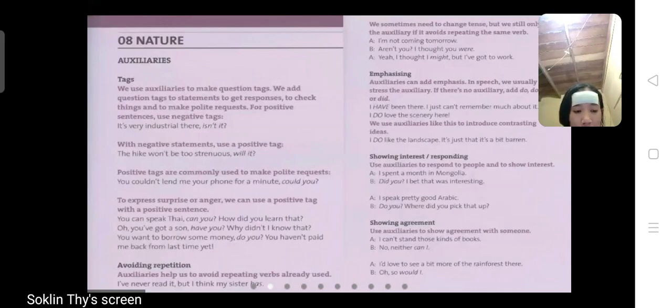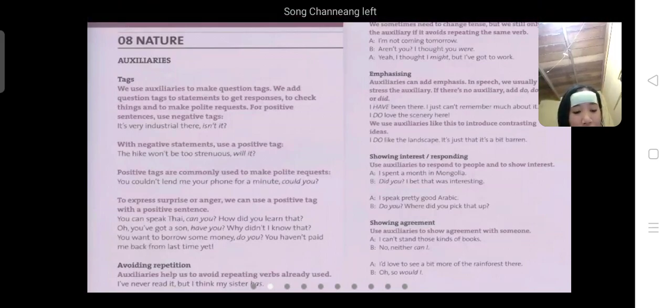For a positive sentence, use a negative tag. Example: it's very industrial there, isn't it? With a negative statement, use a positive tag. The heat won't be so strenuous, will it? And for positive tags, they are commonly used to make polite requests. You couldn't lend me your phone for a minute, could you?